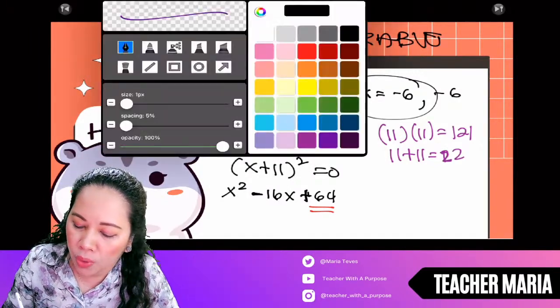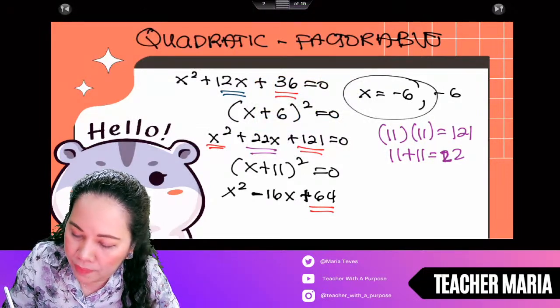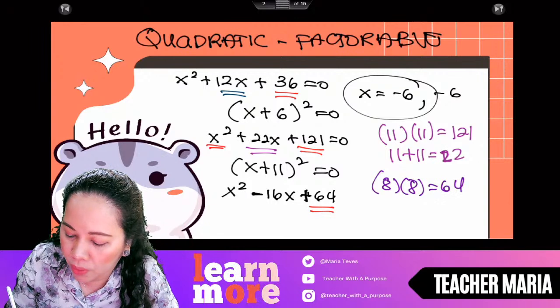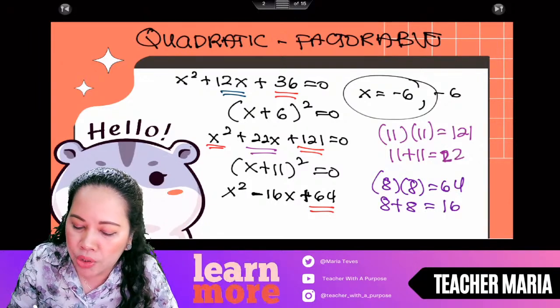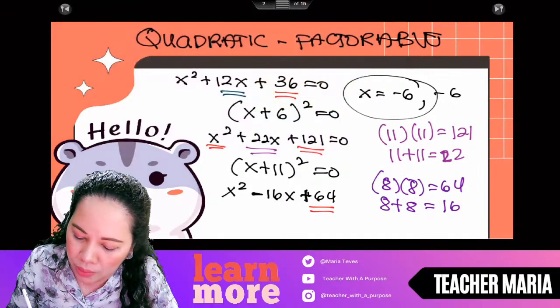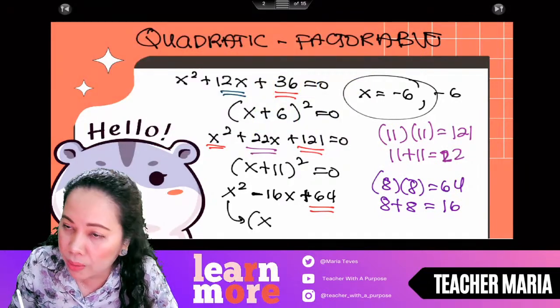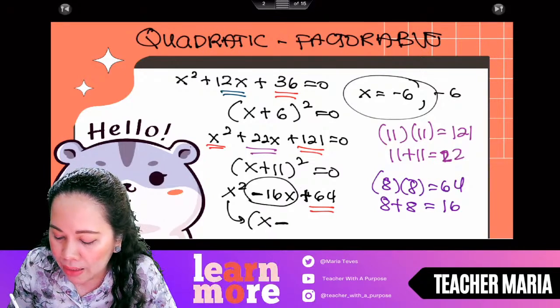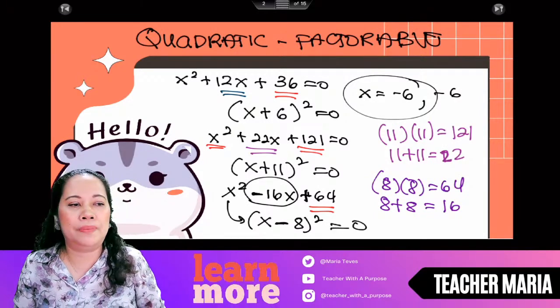So 64 is 8 times 8. That is 64. And 8 plus 8 is 16, which is the middle term. So when you factor this out, you will have the first term, that's x. And since it's a minus, you just place a minus there and you place 8. Squared equals 0.